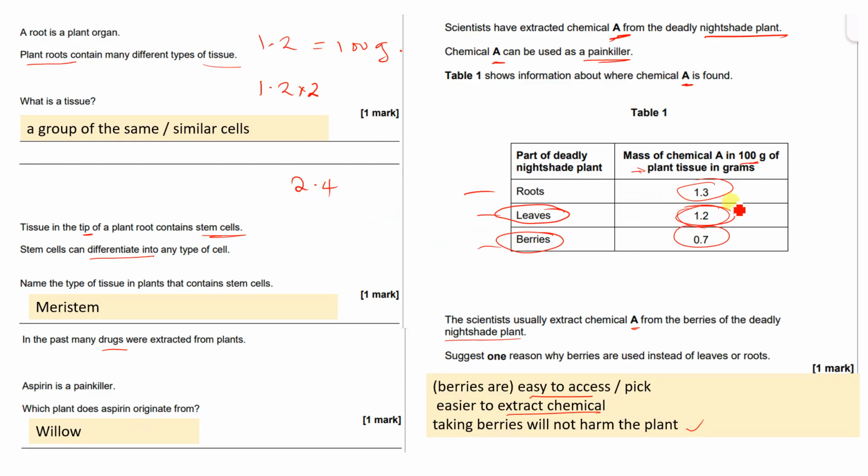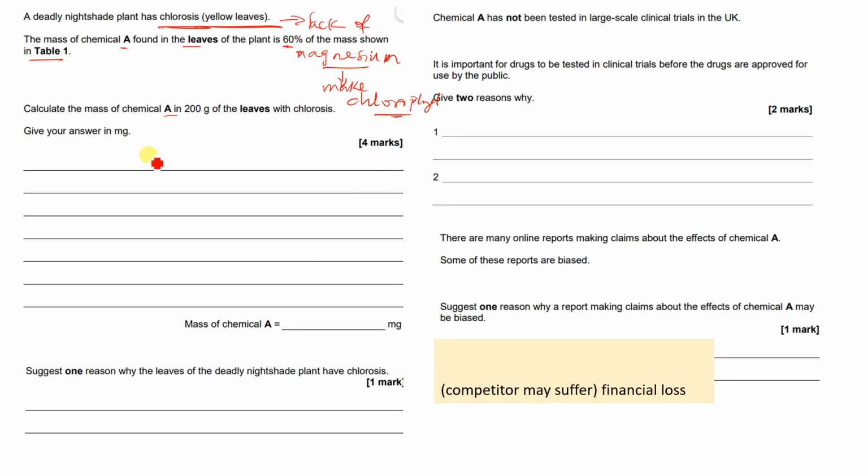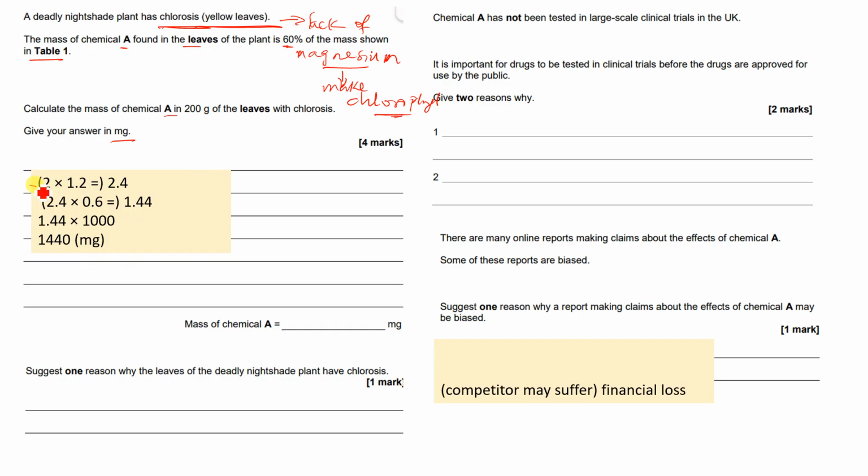Now, we are told that the percentage of chemical A in leaves with chlorosis is just 60% of this. So your answer will be 60 over 100 times 2.4. Whatever you get, they say we should convert it to milligrams. From gram to milligram, you multiply by 1000. So 2 times 1.2 gives you 2.4. Then 2.4 times 0.6, where 0.6 is gotten from the percentage, 60 divided by 100. Then it will give you 1.44. To convert it to milligrams, this is in grams, you multiply by 1000.